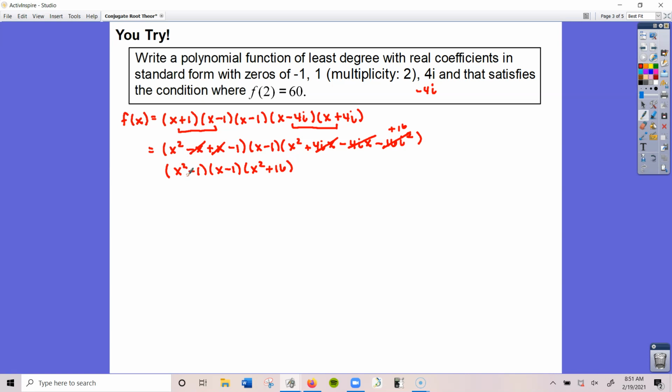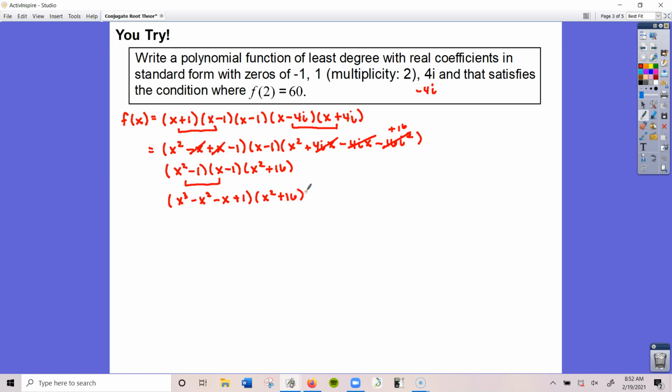Now we're going to multiply. It doesn't matter the order in which you choose. I'm going to do these two now. So x squared times x is x to the third. x squared times -1 is -x squared, minus x plus 1. And now I need to multiply that with x squared plus 16.